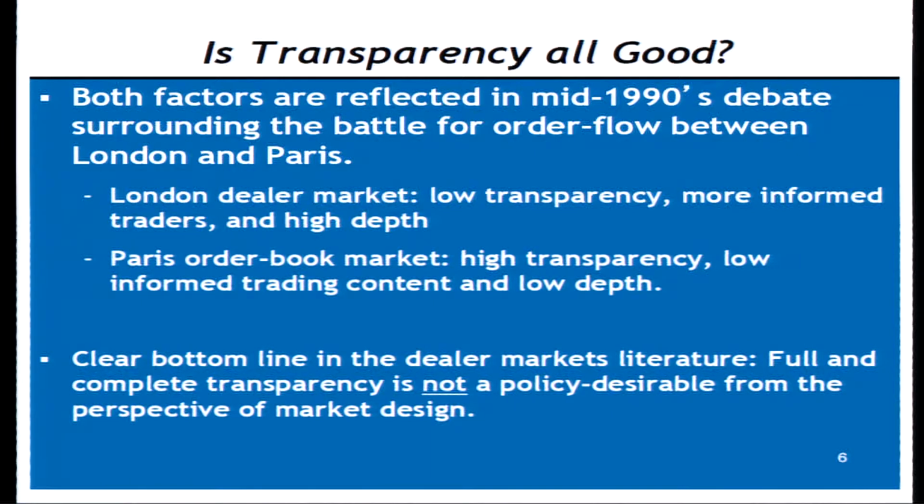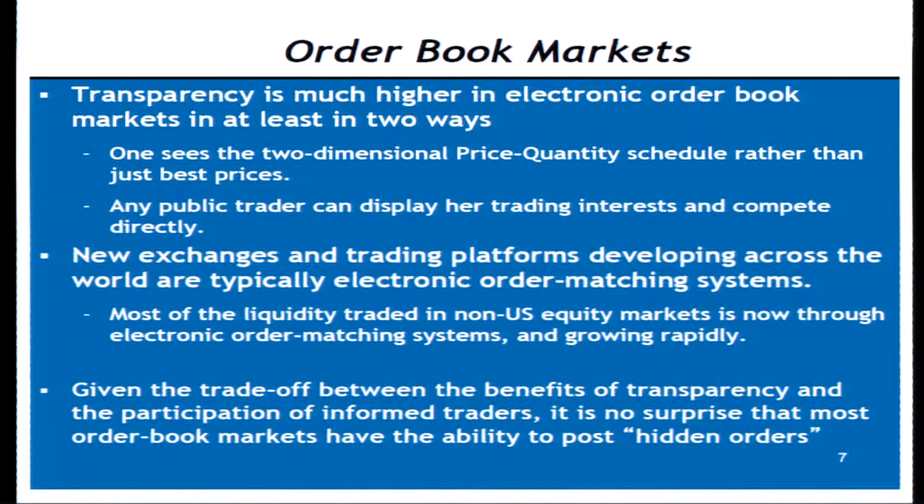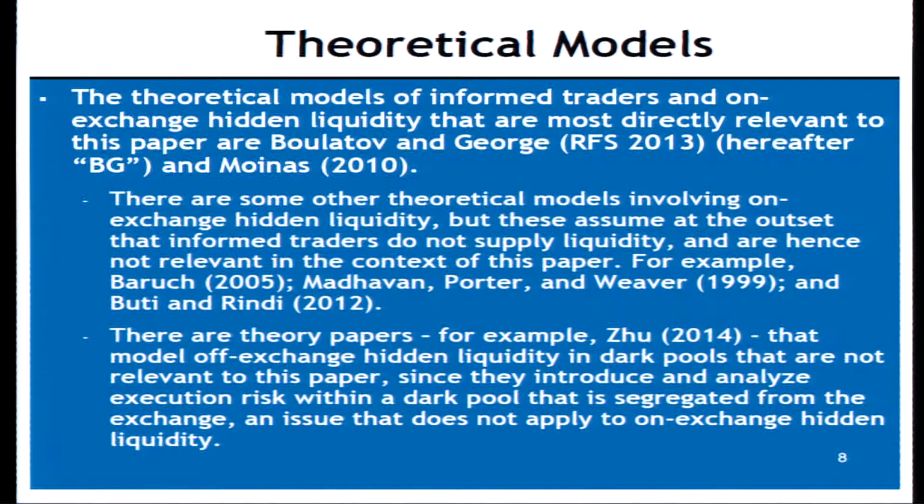And so hidden orders are not necessarily unadulterated bad. They also would be good if they produce a more accurate price formation in the market. Now, transparency in the limit order book is much higher than other markets because you see a two-dimensional price quantity schedule. Given the trade-off between the benefit of transparency and the participation of informed trades, it's no surprise that most order book markets have the ability to post hidden orders.